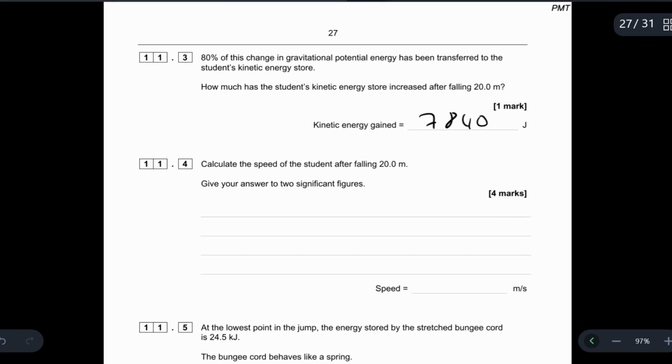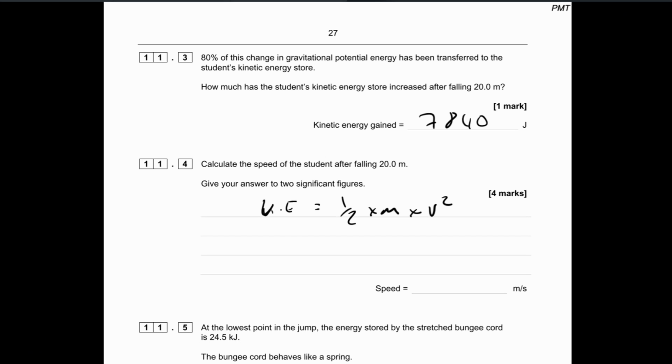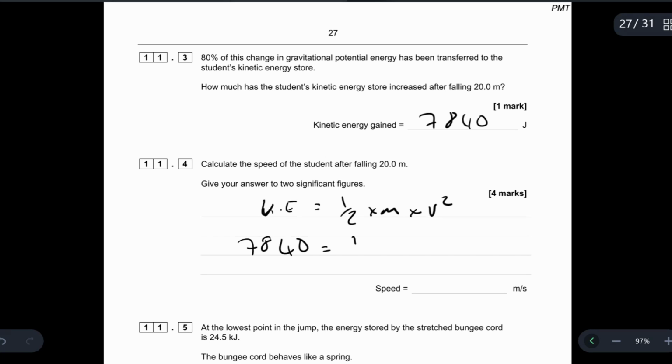Okay. 11.4: calculate the speed of the student after falling 20 meters. Give your answer to two significant figures. For this one, you need to know the equation of kinetic energy. Kinetic energy is equal to half times the mass times the velocity squared. So we can now just plug in all of our numbers. The kinetic energy, 7,840, is equal to a half times the mass, which is 50, times v squared.